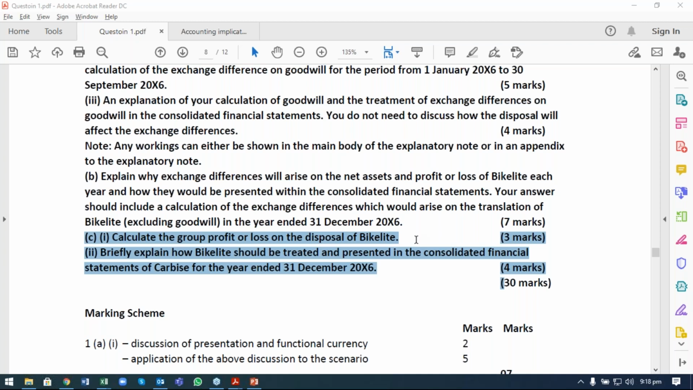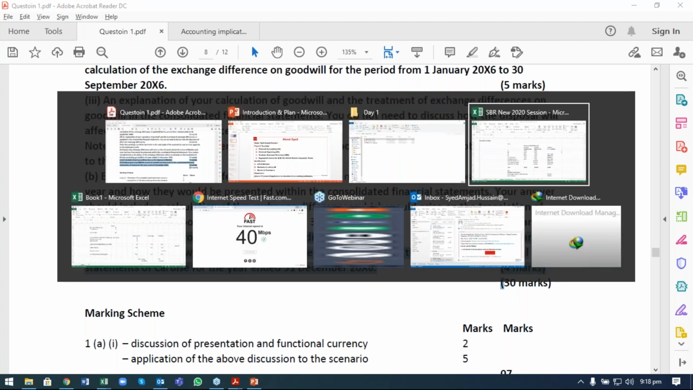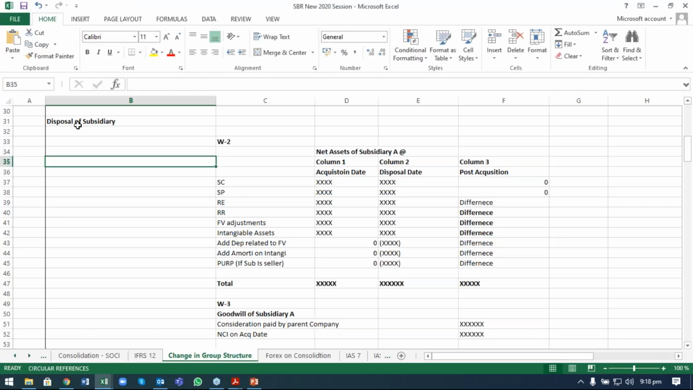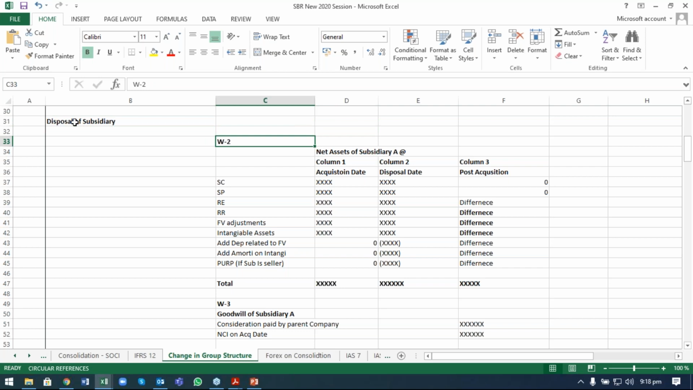Before explaining it, we need to make sure how the workings are actually done within this data. So I'll be quickly moving through this disposal of subsidiary. For disposing of a subsidiary, we have to perform the same working 2 that was done on the acquisition date. We are going to perform the same workings on the disposal date.